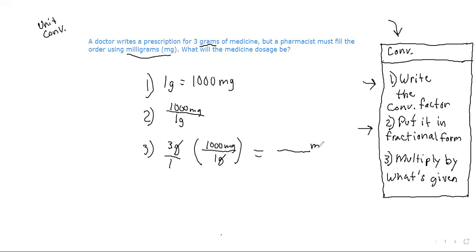Now, the last thing we always do is the numbers. We multiply across the bottom, and then we multiply across the top. Across the bottom, we have 1 times 1 is 1. Across the top, we have 3 times 1,000 is 3,000. Now we know that anything divided by 1 is itself, so our answer is 3,000 milligrams. This is the answer we're going to look for in the multiple choice options for this question.